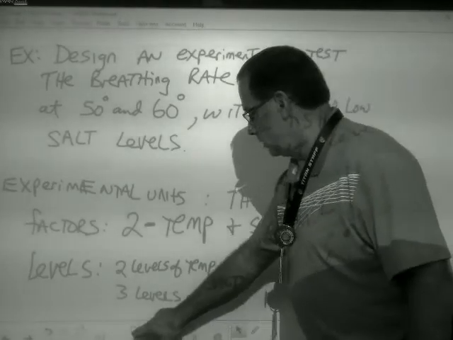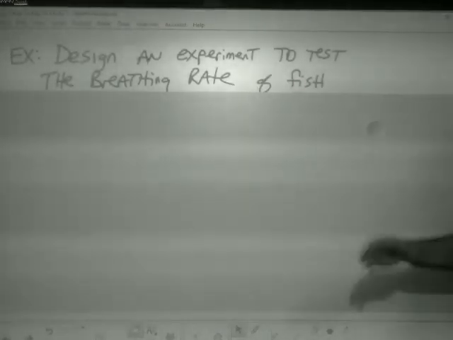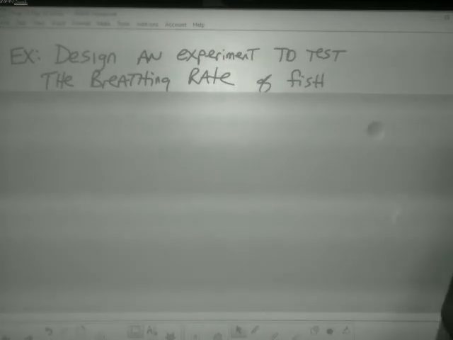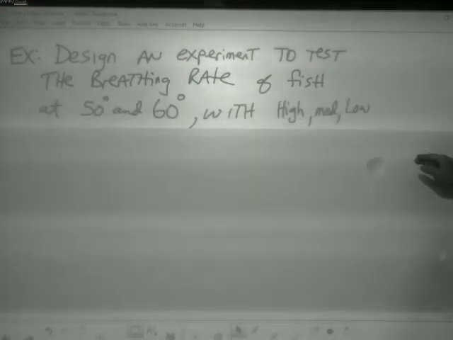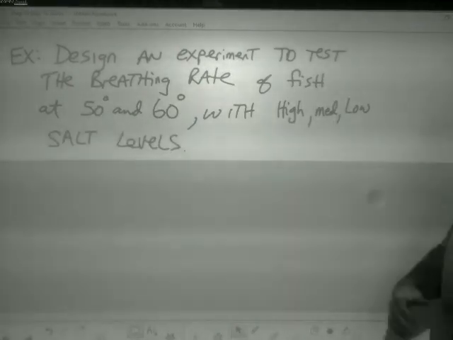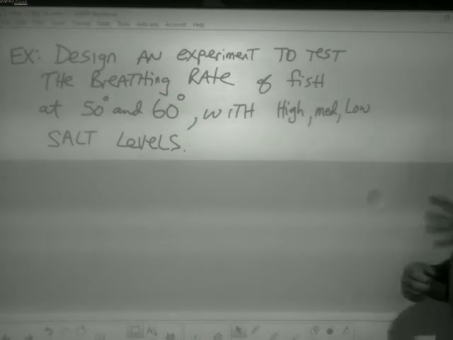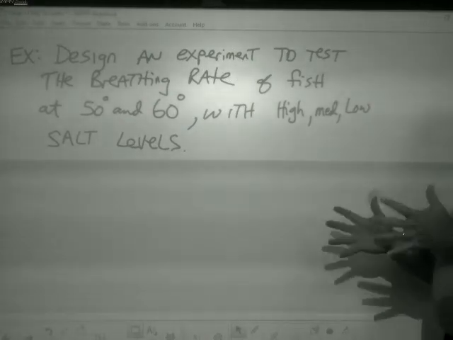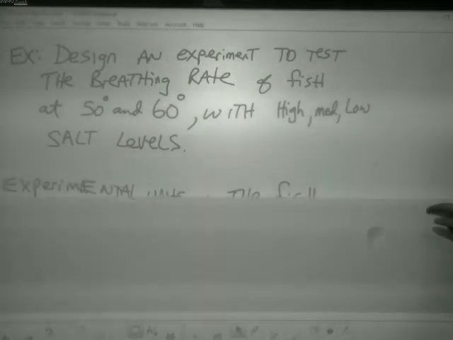Next piece of vocabulary is, well, that's it for vocabulary, but the next piece, what if I wanted to design an experiment to test the breathing rate of fish at 50 and 60 degrees with high, medium, and low salt levels? So if you can think about it, I'm going to have fish tanks, and in those fish tanks are going to be different water temperatures and different salt levels. Experimental unit, in this case, would be the fish.